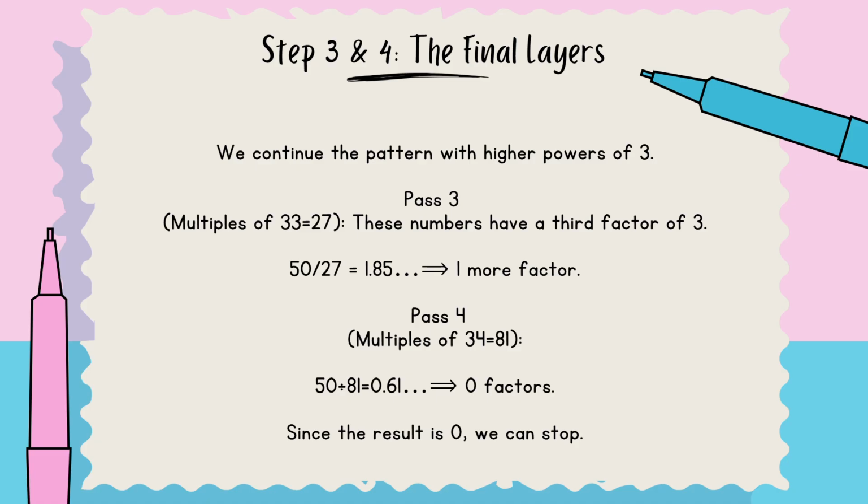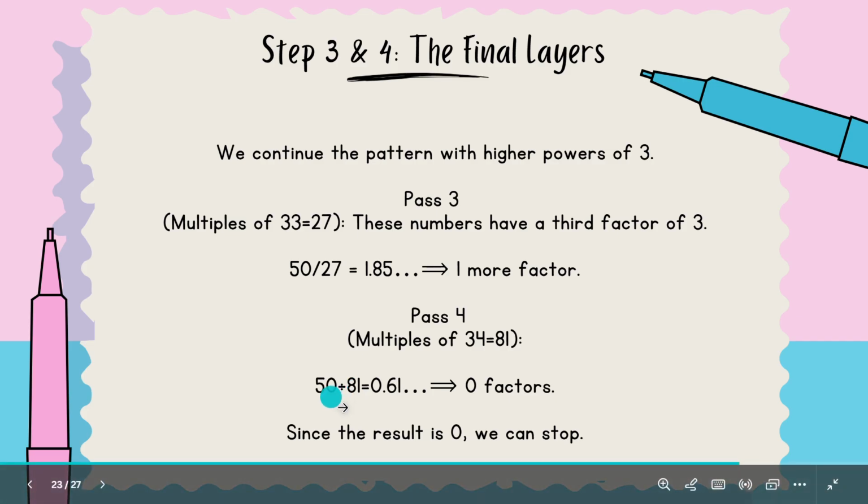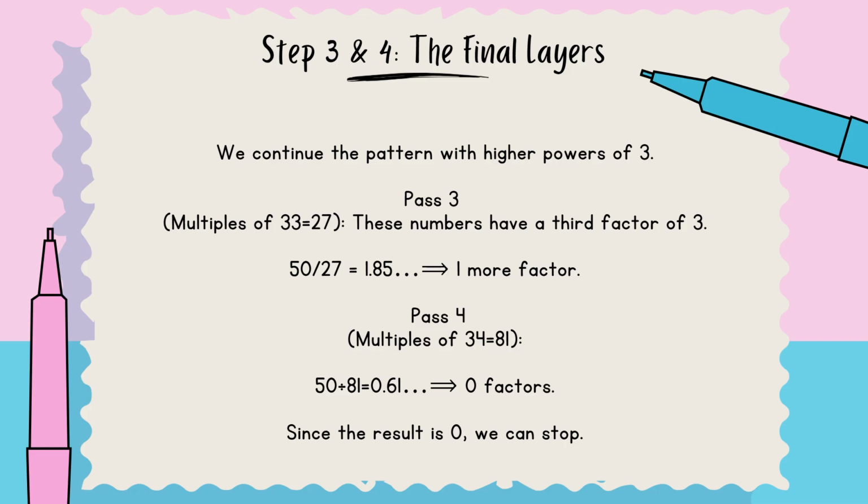Now we continue the pattern with higher powers of 3. So now let's say 3 to the power 3 is 27. So these numbers have a third factor of 3. 50 divided by 27 is 1.85, floor is 1, that gives one more factor. Now 3 to the power 4, that is 81. And 50 divided by 81 gives us 0.61. Now it's 0 factors. There is no 4 groups of 3 in 50 factorial. Since the result is 0 at the fourth pass, we can stop.